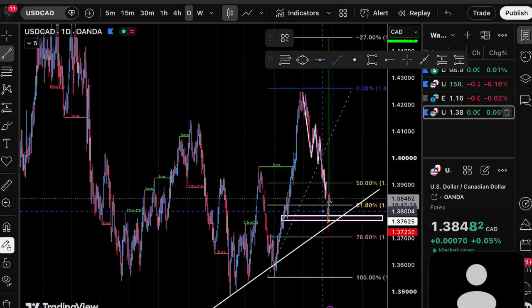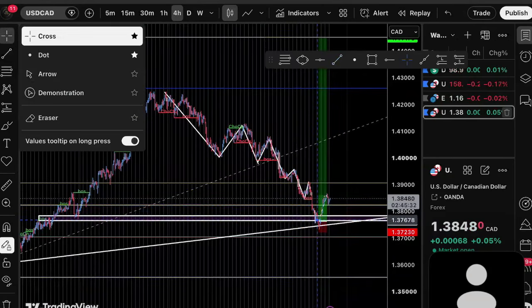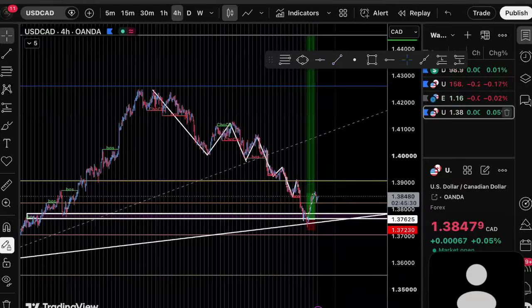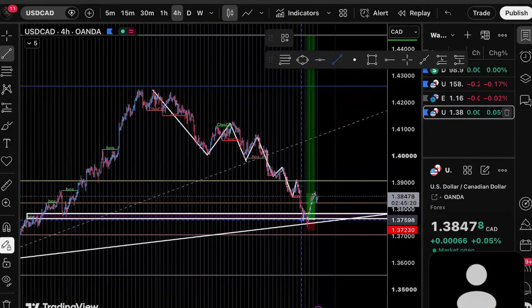All right, 4 hour. I'm looking to see if we respect this zone. All right, I have my zone here on the 4 hour. The zone came from the left. Anytime I'm looking to enter a trade, I'm looking to the left. That's every time, guys. Anytime you want to enter a trade, look to the left. So from here, I knew that I drew this zone based off of this right here.